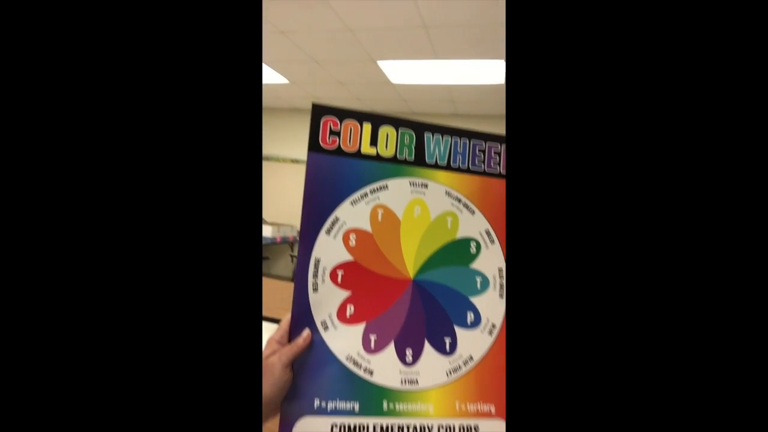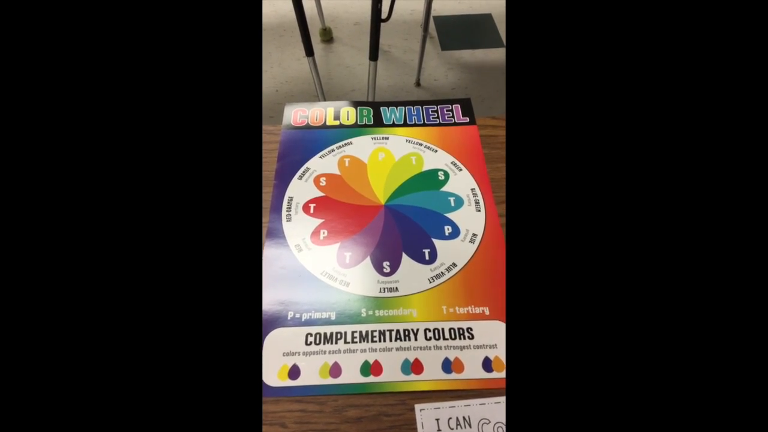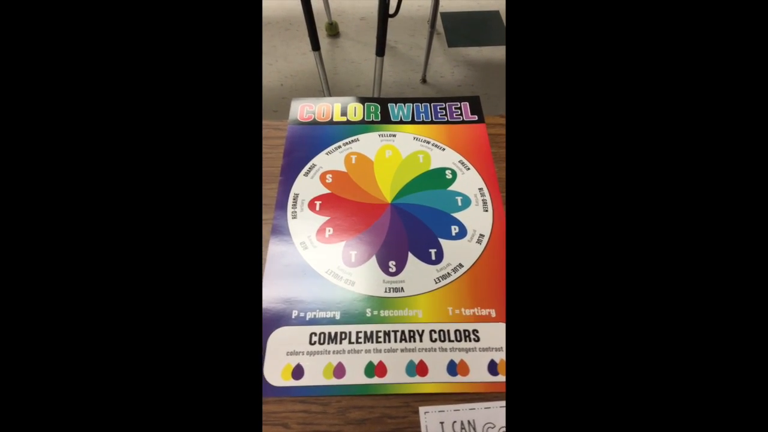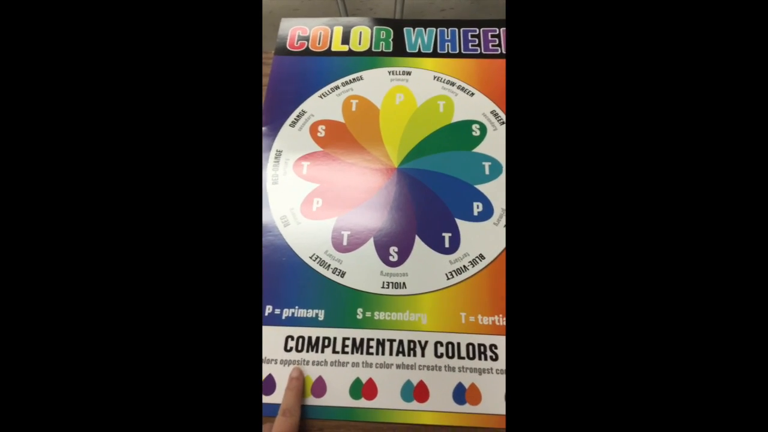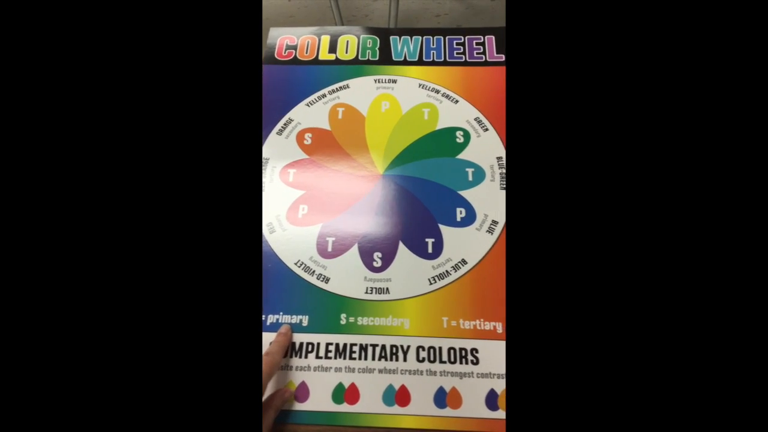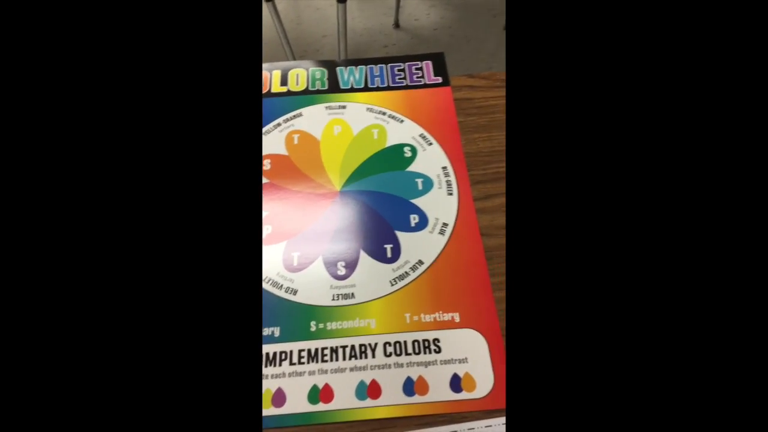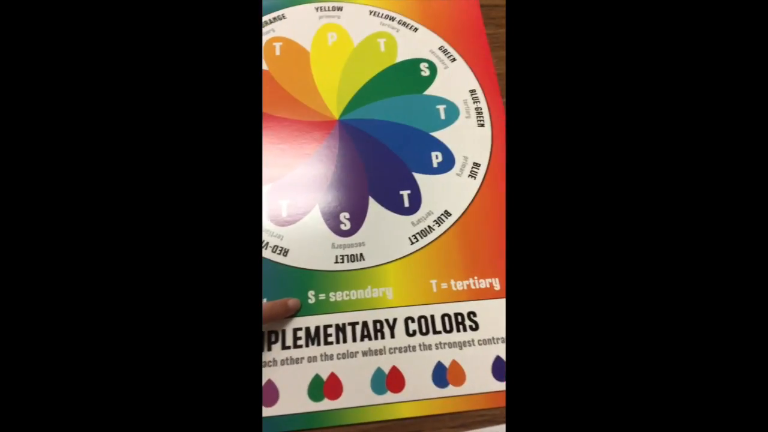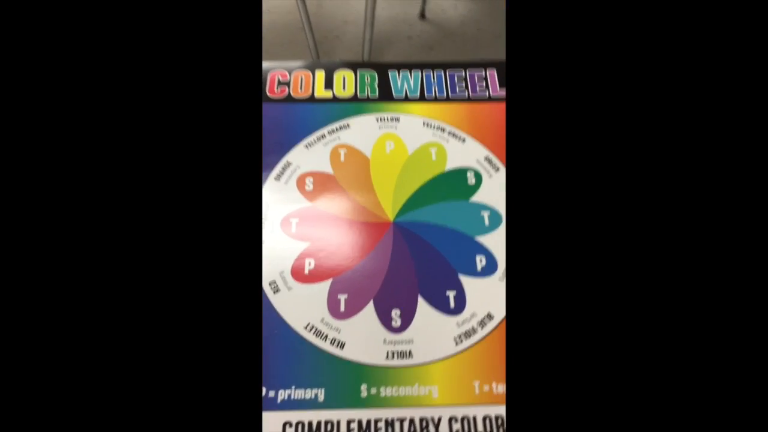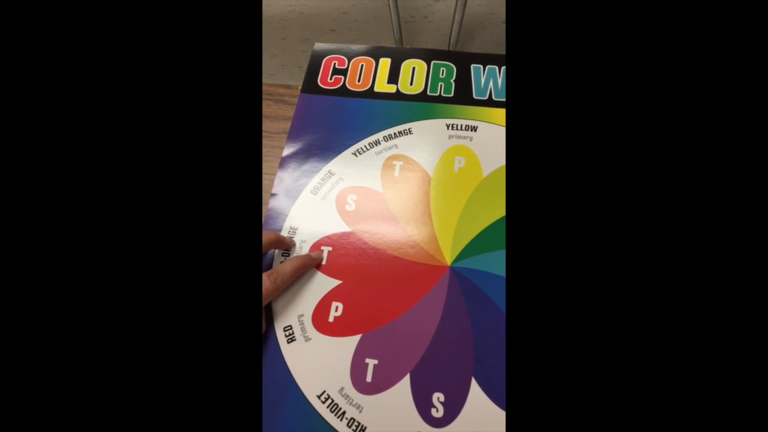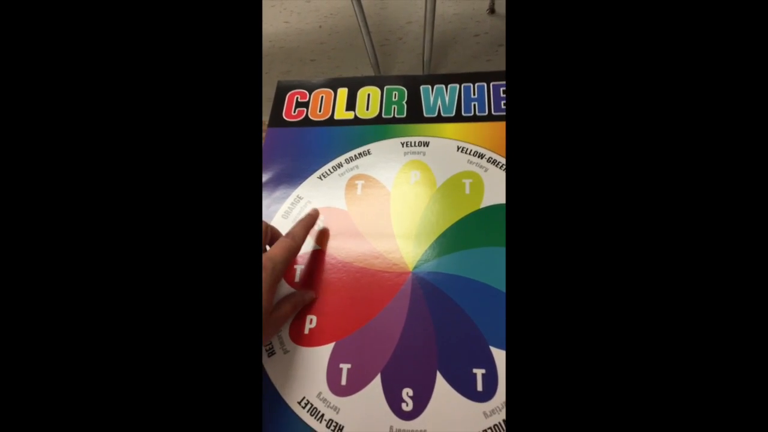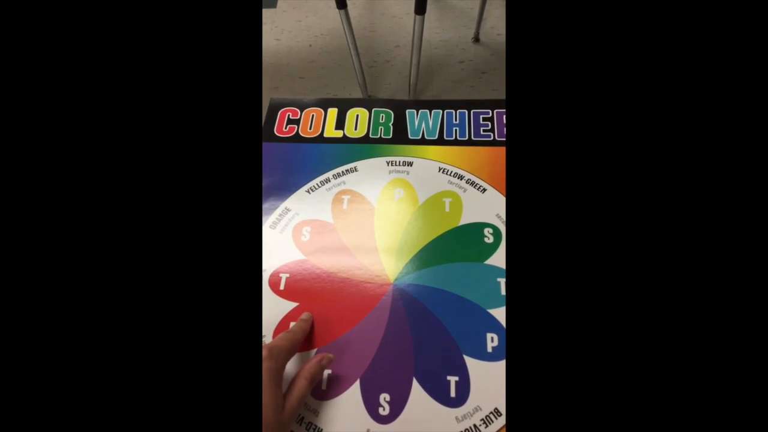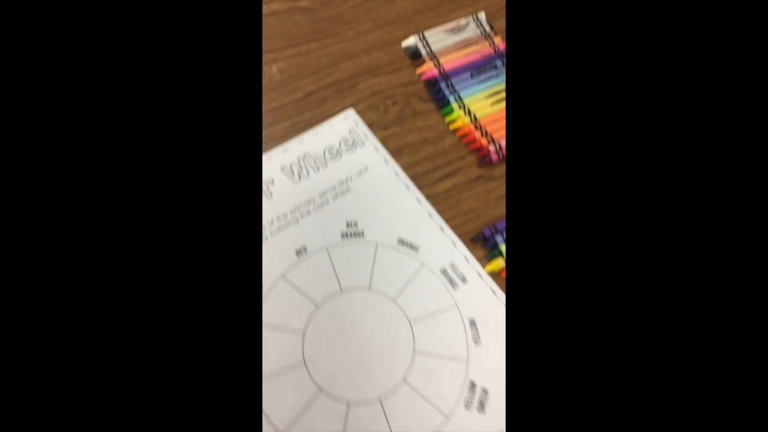So if I come over here and we look at our color wheel, we can see here that we always start with red, and red is over here with a P on it, meaning that it is a primary color. Okay, and then next to that we see secondary and tertiary. So over here we can see red orange, which has a T for tertiary, and then orange, which has an S for secondary. So you guys are going to be required to make every single one of these colors on your color wheel.